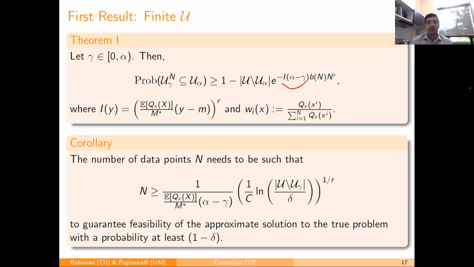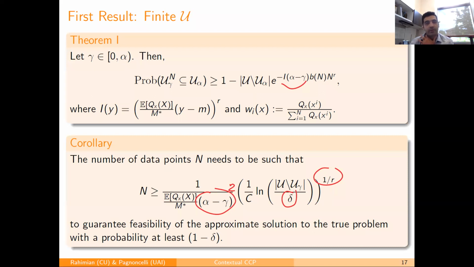If you're familiar with the classical result in chance constraint programming, a term like this also appears in those results. However, with the power of 2, meaning that for values of gamma that are sufficiently close to alpha, the number of sample points is going to grow faster. And also the dependency on delta to this power here appears with the R's root, which is again different from the classical results.